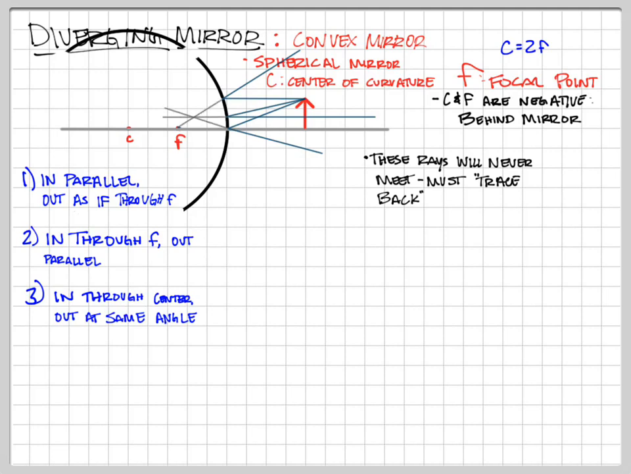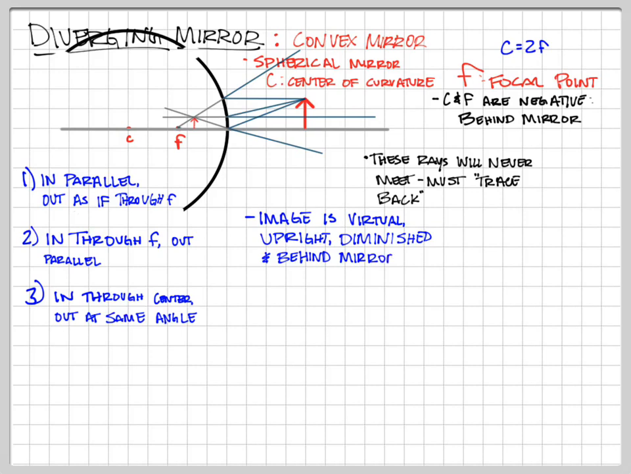Again, this tracing back is something that our eye naturally does. All three of those rays that are coming off of it look like they're coming from the same spot. We trace them back. We see that an image is forming. This image is virtual because we had to trace it back. It's upright. It's diminished. And it's behind the mirror.